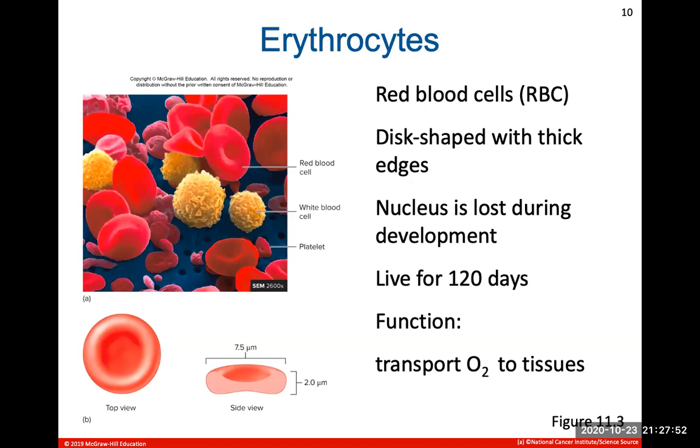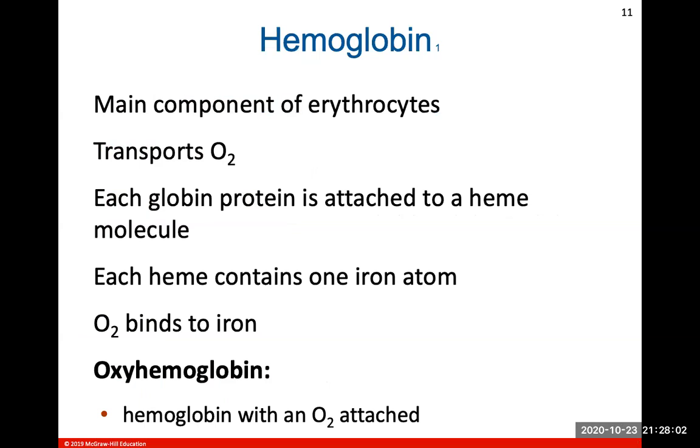Their lifespan is about 120 days, and then they will be broken down in the spleen, and parts of the red blood cells will be further used to create more red blood cells. Hemoglobin is the main component of erythrocytes that transports oxygen.